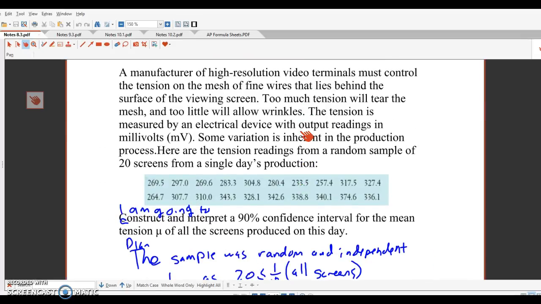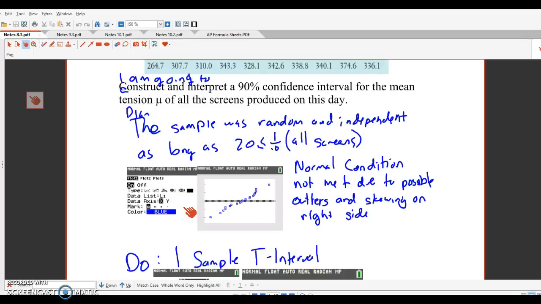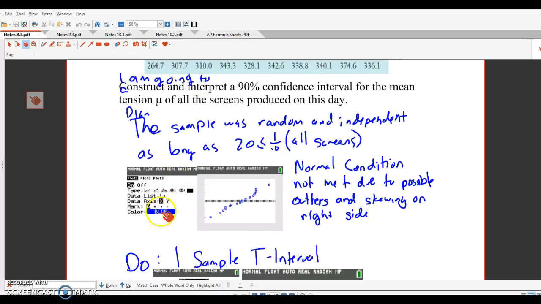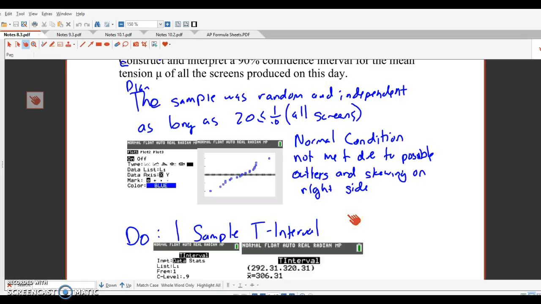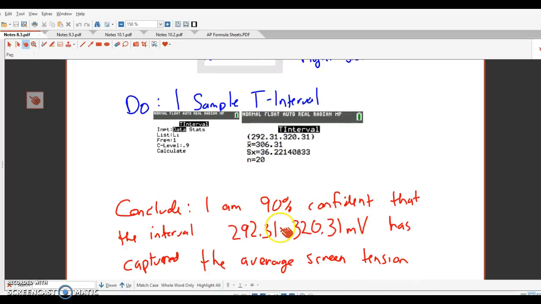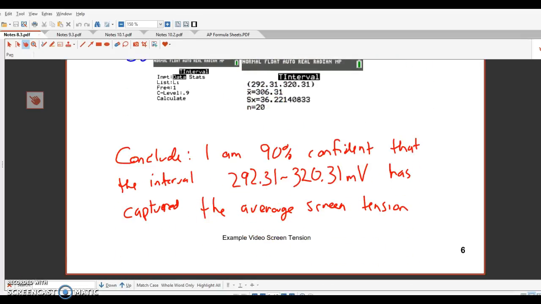Okay, here's another example. Go ahead and pause the video and try this one on your own. Okay, you have some numbers that you need to type into your L1. Do the state, plan, do, conclude. This was just an example of how to do some of the stuff in the calculator. So there is a normal probability plot. You see that you have a possible outlier, maybe one on each end, a little bit of wiggling. So you could say the normal condition is not met, or some concern with the normal condition being met, or proceed with caution. Do one sample t interval is just called T interval in the calculator, and then conclude as normal.